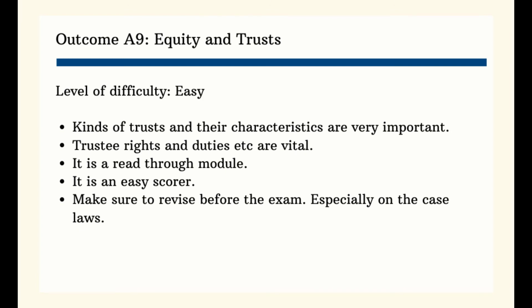Outcome A9, equity and trusts. This is actually an easy outcome. The most important portions of this one are the kinds of trusts and their characteristics. Basically, what makes each of them a trust. For example, what is a constructive trust, what is a resulting trust, and what makes a resulting trust? Why is it not a constructive trust? So that is very important, the characteristics of each trust and what makes them so.